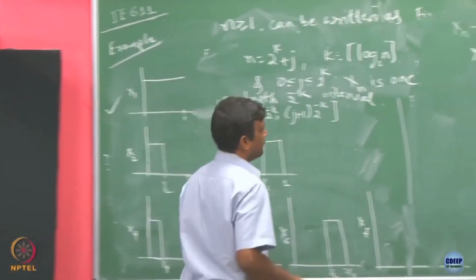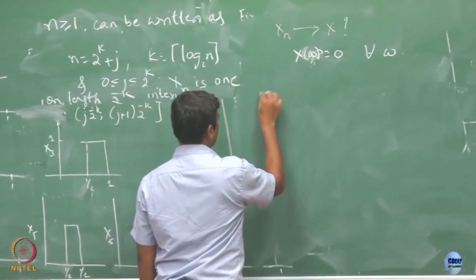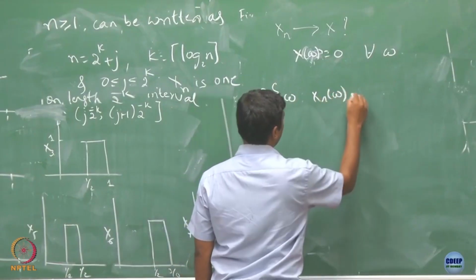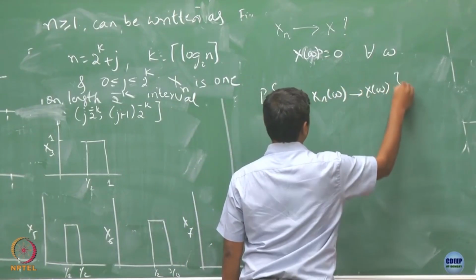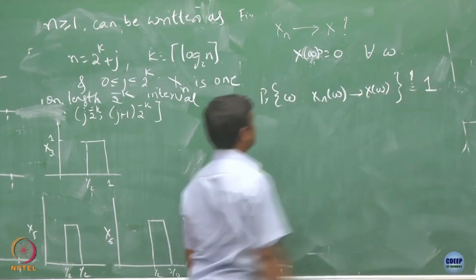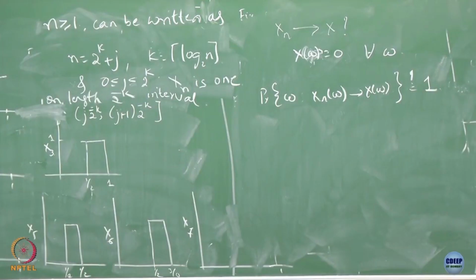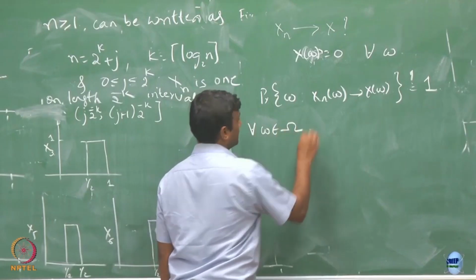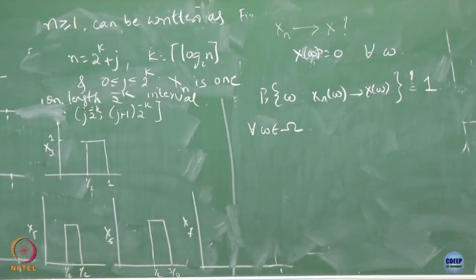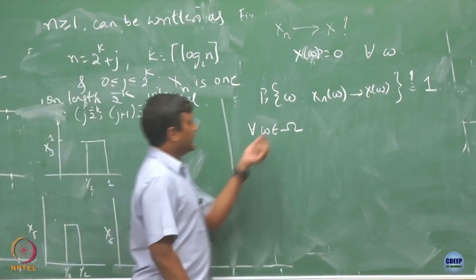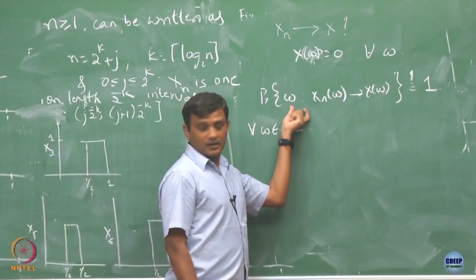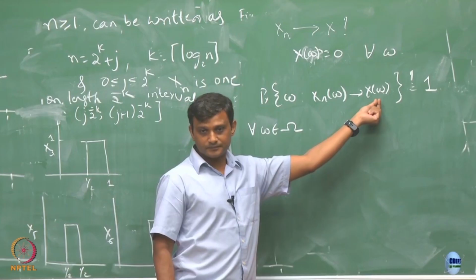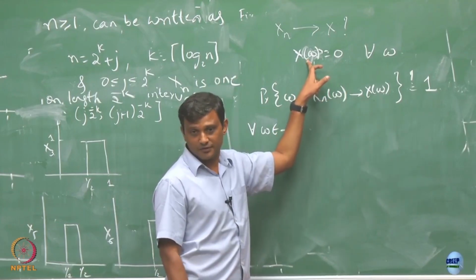Okay, now let us try to understand. For this, what do we need to do? We have to understand whether the probability of the set of omega such that xn of omega converges to x of omega is going to be 1. Okay, let us see. Take any value of omega. If I want to include this omega in this set, then xn of omega should converge to 0, right, because that is what I have taken x to be.